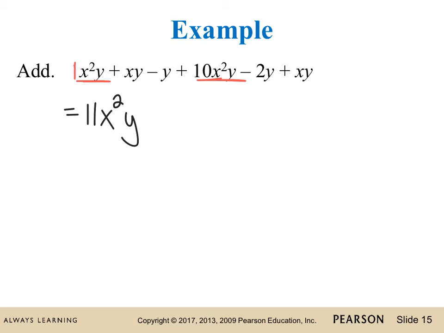So now I'll move on to degree 2 terms. xy is a degree 2 term. So xy added to xy gives me 2xy. And then finally, negative y with negative 2y gives me negative 3y. And notice again that this is written in terms of descending powers. So third degree term, second degree term, first degree term.